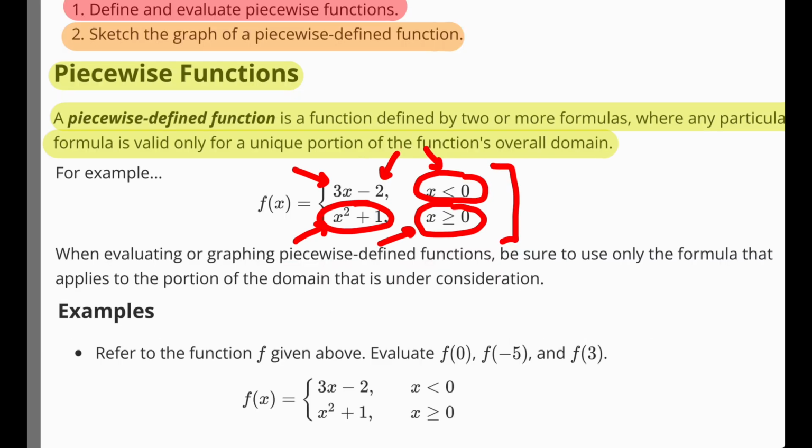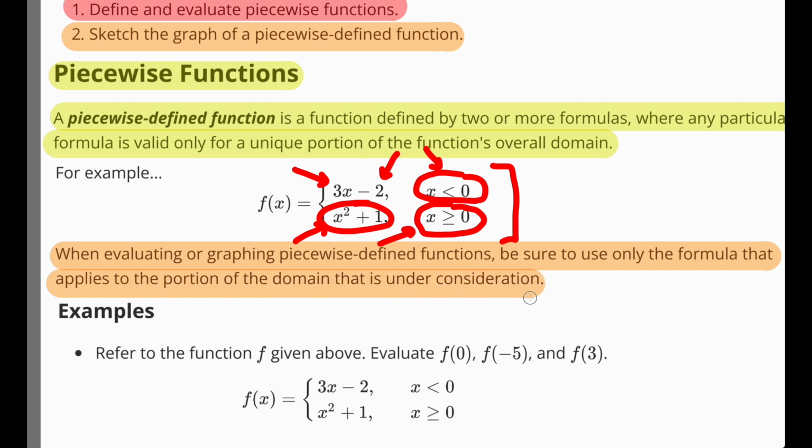All right, this next little blurb here says, when evaluating or graphing piecewise functions, be sure to only use the formula that applies to the portion of the domain that is under consideration. So if you use the wrong piece, you're going to get the wrong value probably. So you're going to want to use the right piece when the x calls for it. For example, the one we just looked at where it says x is less than 0, if x was, let's just say, -10, then you would have to use that first piece because if you use the second piece, you can get the wrong answer.